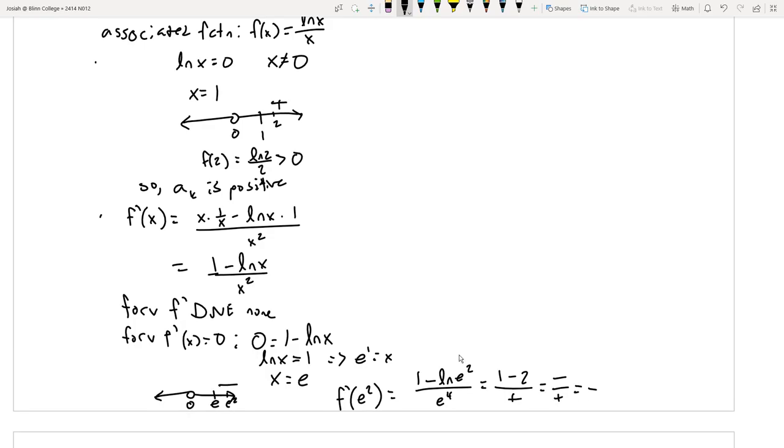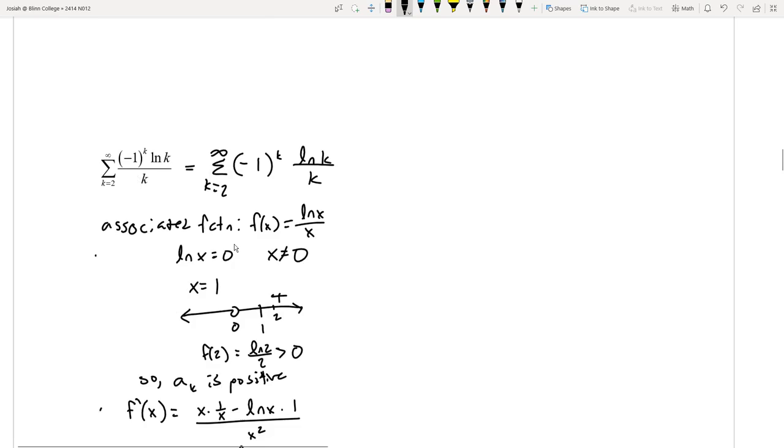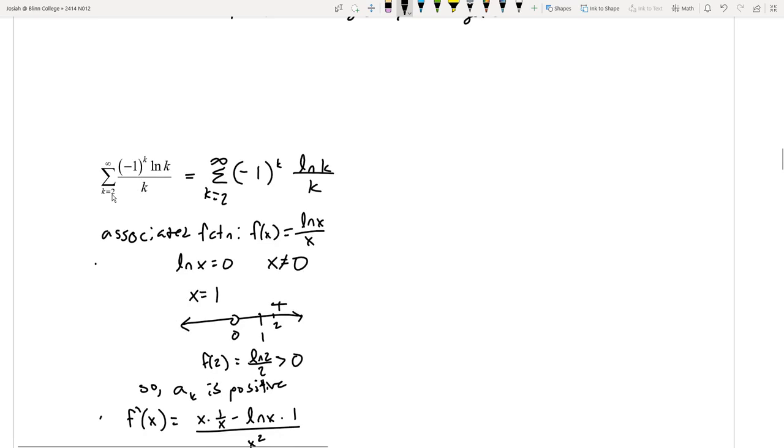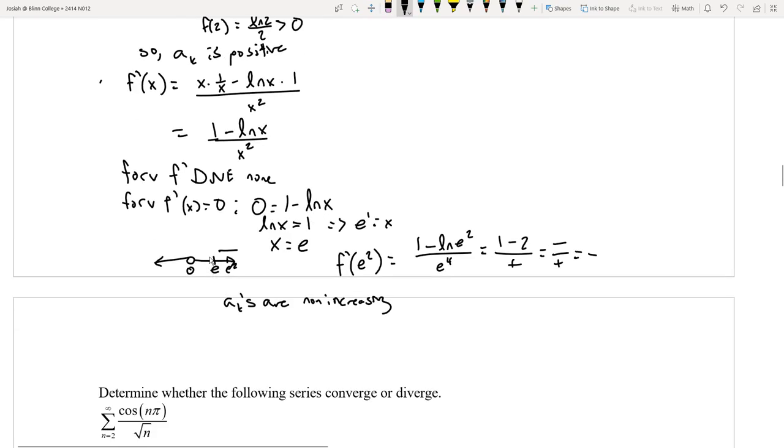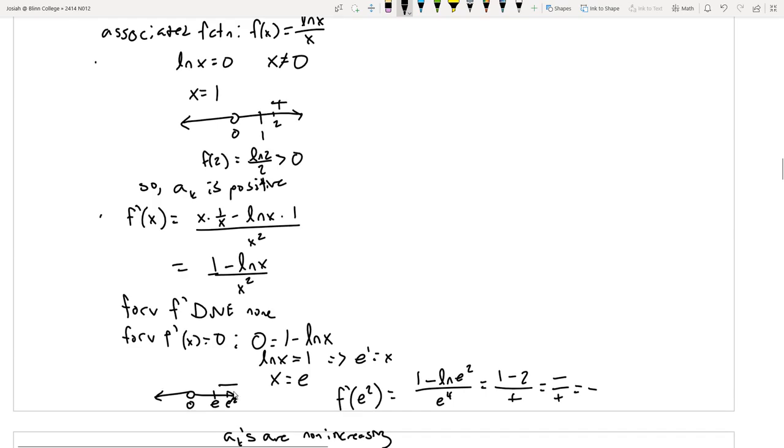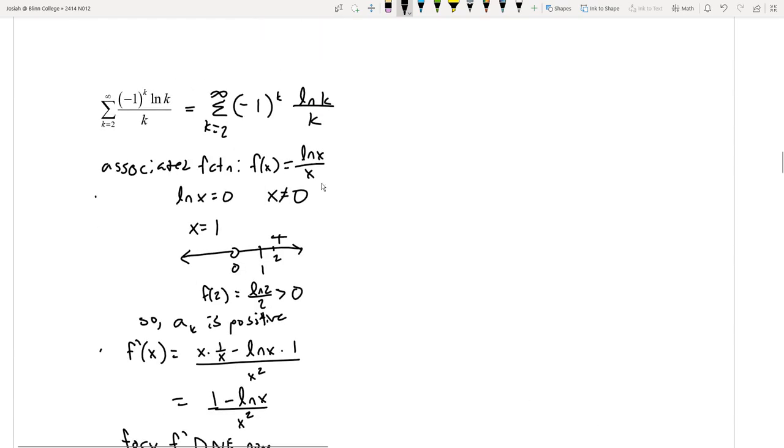And so the a sub k's are non-increasing. And in fact, they are decreasing. And it starts at e, right? Our particular k starts before that. But e is, right, going to be slightly after 2. All that matters is that the tail is always decreasing, and that's what we got here. So the last thing we need then, we've gotten positive, we've gotten non-increasing. We just need to check now that the limit as k tends to infinity of our a sub k's here goes to 0.